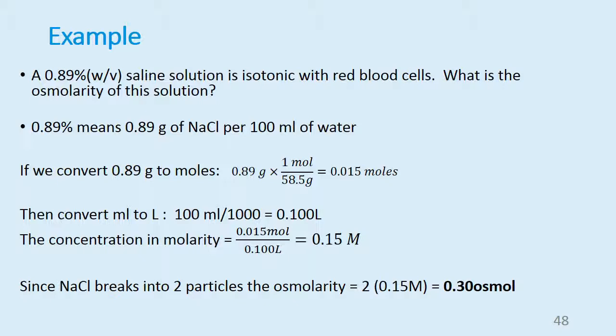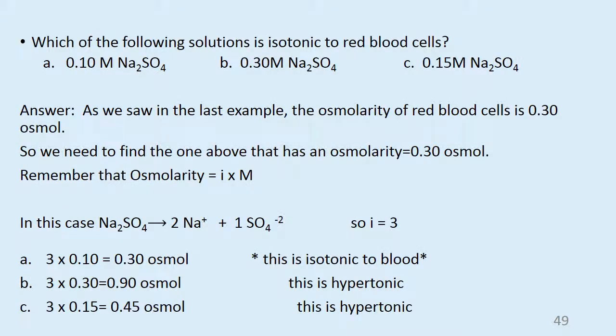Now, just keep in mind, I'm not going to ask you to do a calculation like this. So just listen to what I say, and hopefully you can at least follow what I'm doing. You don't need to redo it. So the molarity of a 0.89% saline solution is 0.15 moles per liter. And since NaCl breaks apart into two particles, osmolarity is 0.30 osmol. So we know that red blood cells then have an osmolarity of 0.3 osmol.